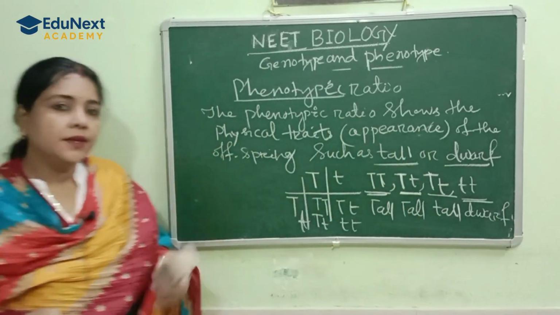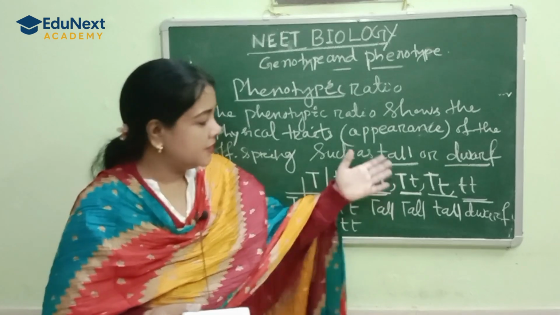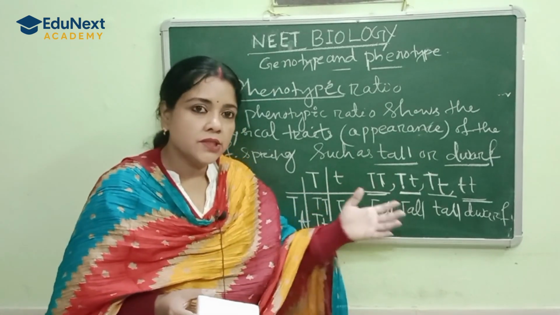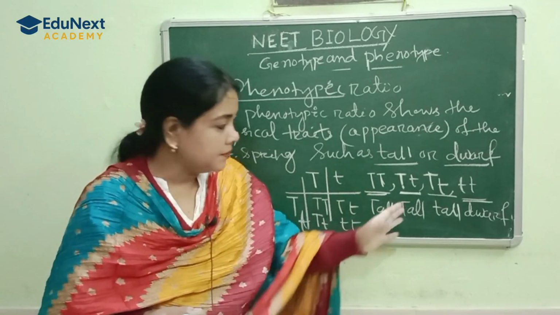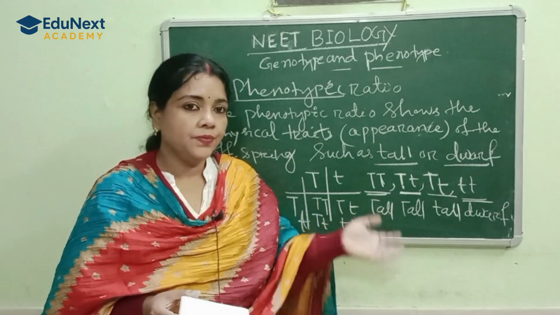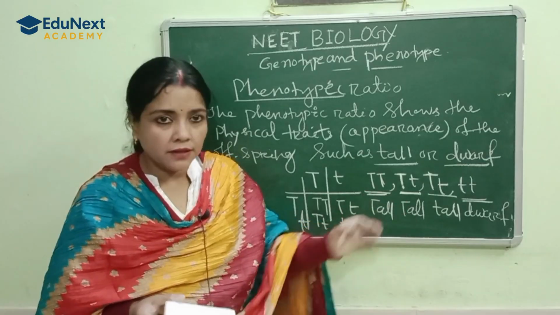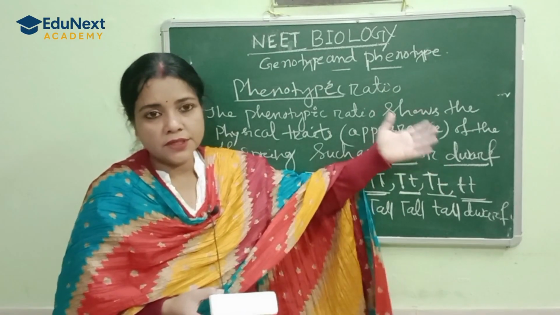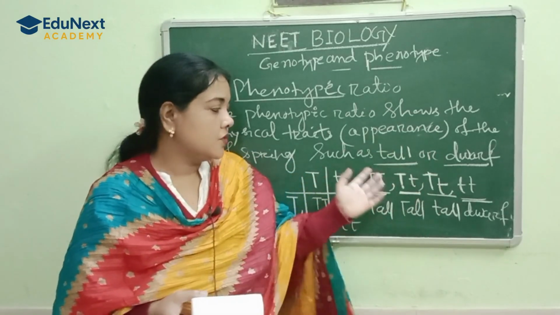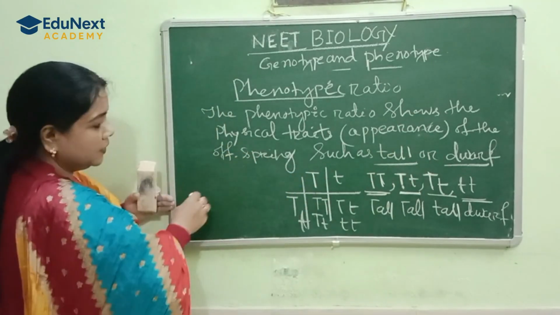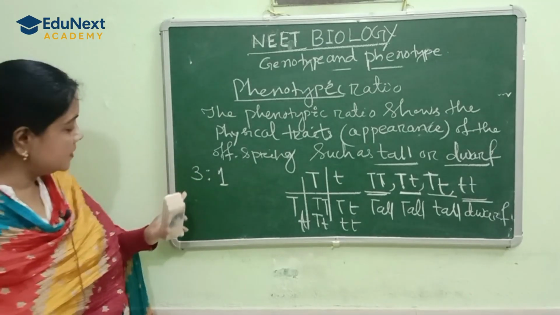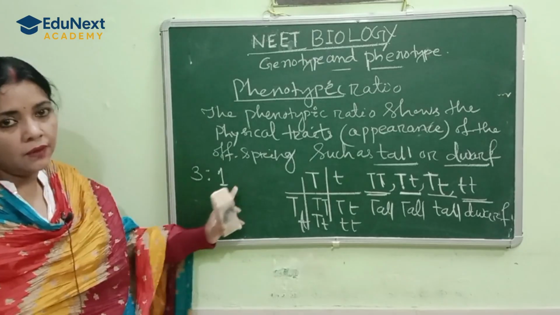Okay, now see, according to appearance, it will look tall, it will also look tall, it will also look tall. That means there is a chance of that offspring becoming tall. So what is the ratio? According to appearance, I am not saying according to the combination of genes. So according to appearance, this becomes 3:1. That means 3 tall and 1 dwarf.